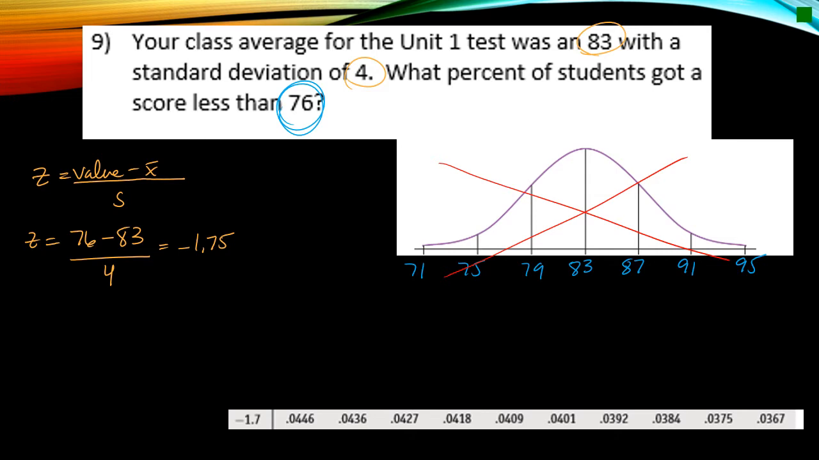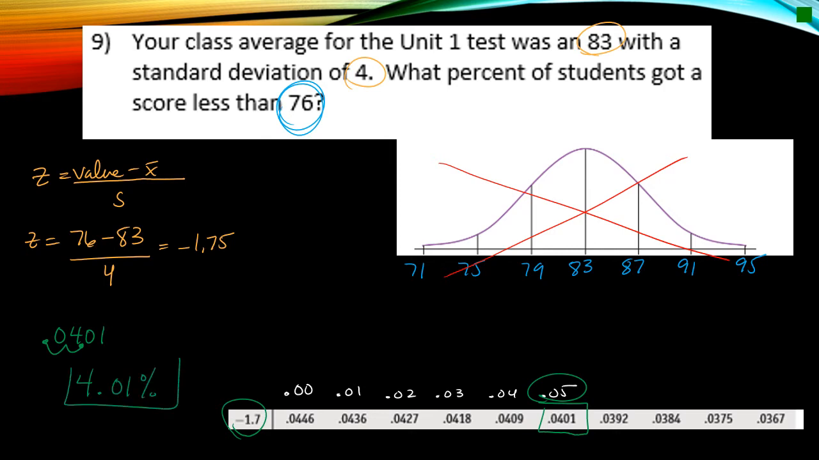So up at the top here, this would be 0.00, 0.01, 0.02, 0.03, 0.04, and 0.05, which is actually the one I want. So I want my -1.75. So this percent right here is what I want, but that's the decimal, and I want the actual percent. So the answer is 0.0401, but I have to move the decimal over twice to turn this into a percent. So my answer would actually be 4.01%. So that's what percentage of students scored less than a 76 on the first unit test.